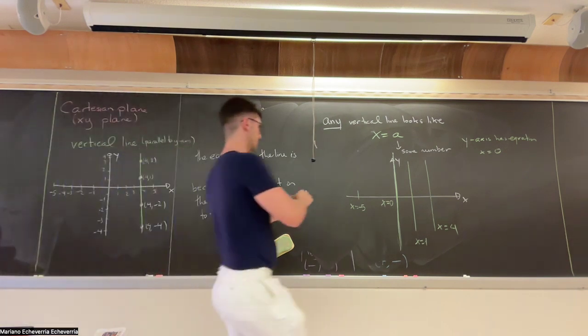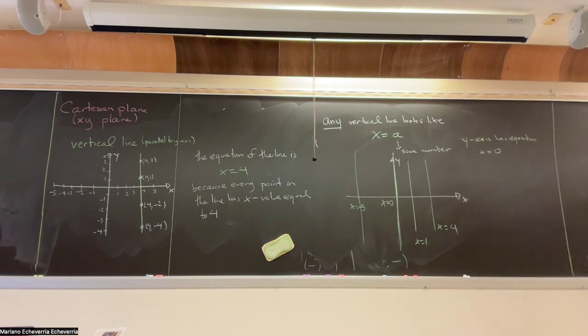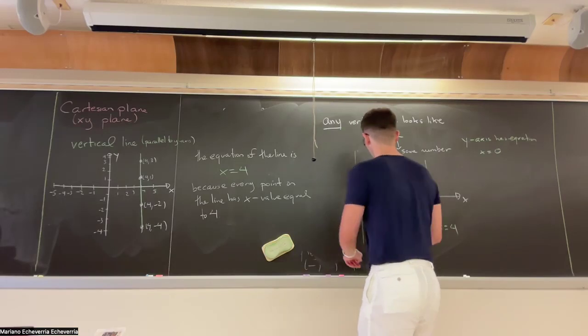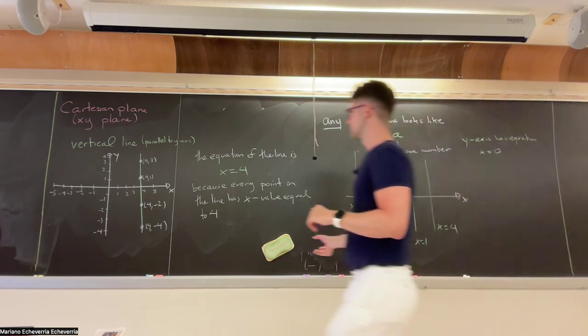Okay, and sorry, I didn't draw the line here. So any vertical line that you could possibly draw always looks like x equals some number. And then there is a similar story you can run for the horizontal lines. So if you have a horizontal line.